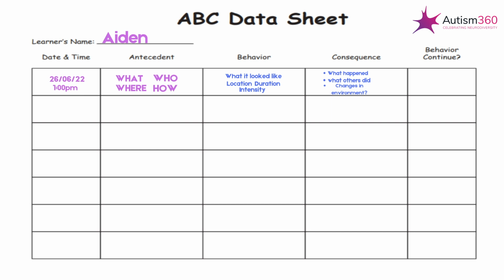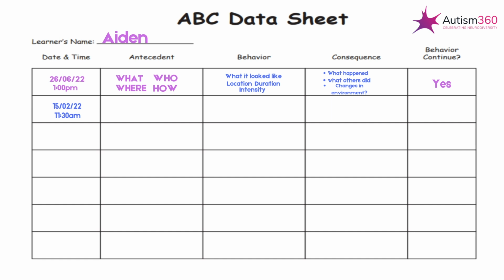Some ABC datasheets will ask if the behaviour continued after the consequence. Here, the carer can record a simple yes or no, or add a note if they feel it's needed. One example of when to use an ABC datasheet is if a learner was engaged in throwing items, kicking, and screaming. To collect the data, the carer would record the date and time it occurred.